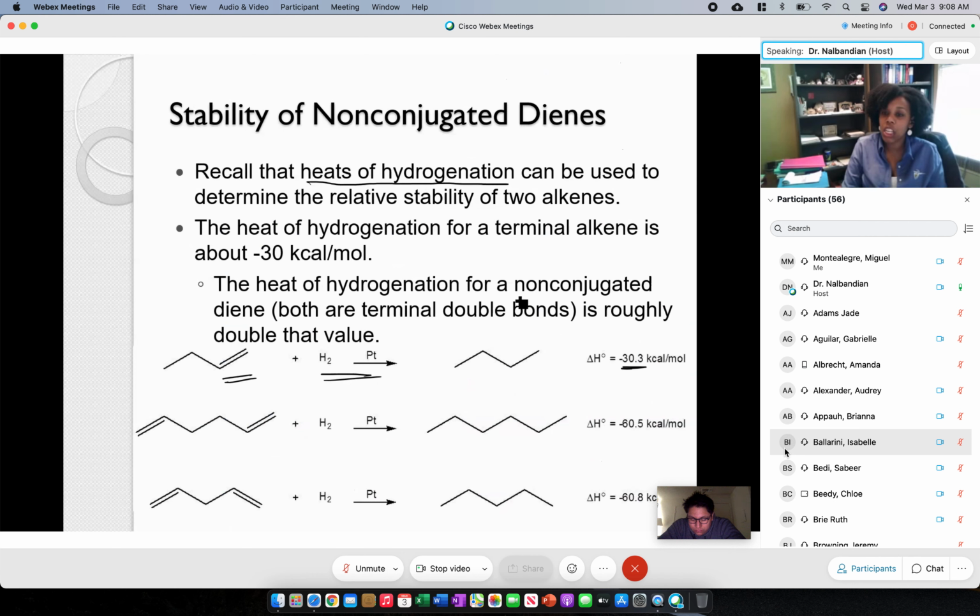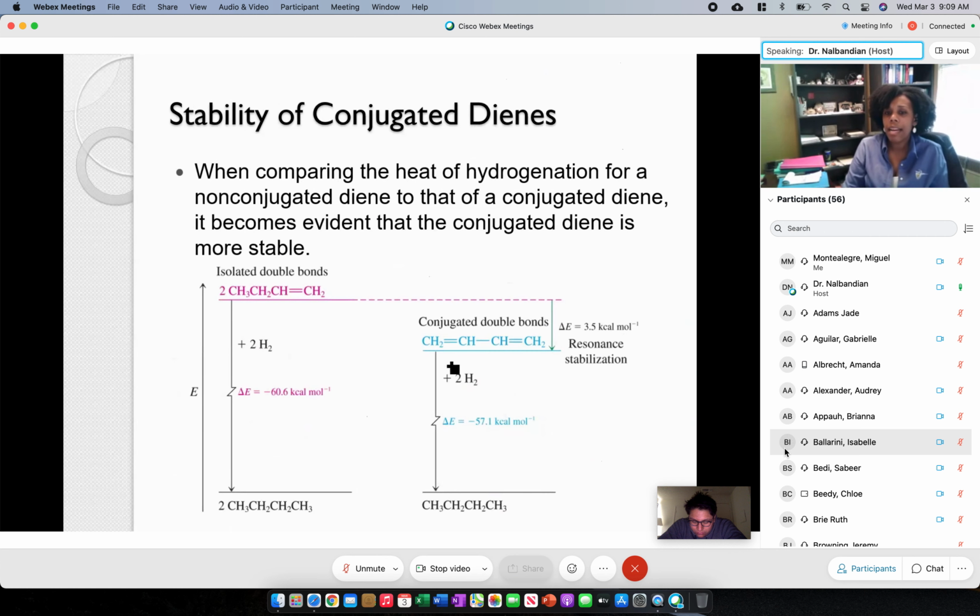If we have a non-conjugated diene, so here non-conjugated for both, each double bond gives us about 30.3 kilocalories per mole of energy as we hydrogenate. So it's roughly double what we would see for one alkene. Any additional alkenes are going to release about 30 kilocalories per mole of energy. But if we go from a non-conjugated diene to a conjugated diene, a conjugated diene doesn't release 60. It releases a little bit less than 60 kilocalories per mole of energy.